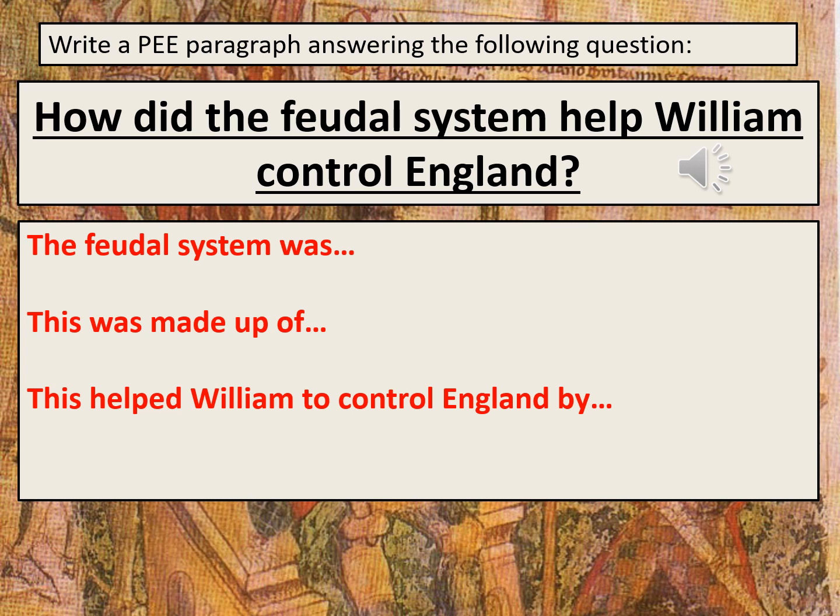I would like you to write a paragraph about the feudal system. Remember to include your point, your explanation, and some evidence. How did the feudal system help William control England? I have given you in red some sentence starters to help you with this. Sentence starter 1 describes what the feudal system is. Sentence starter 2 helps you explain what the feudal system was made up of. And sentence starter 3 helps you describe how the feudal system helped control England.